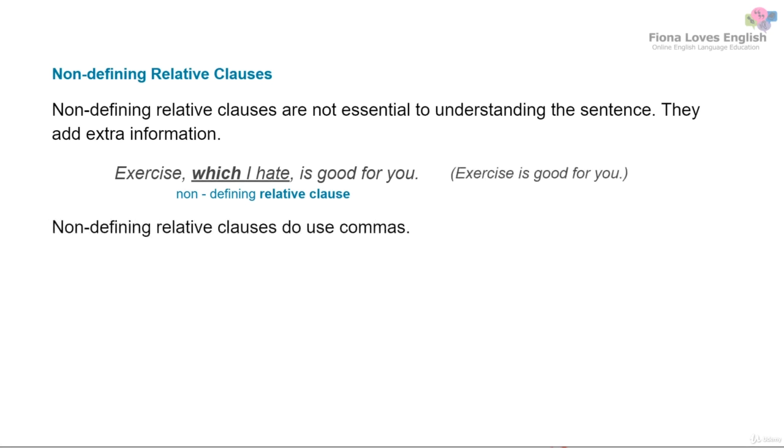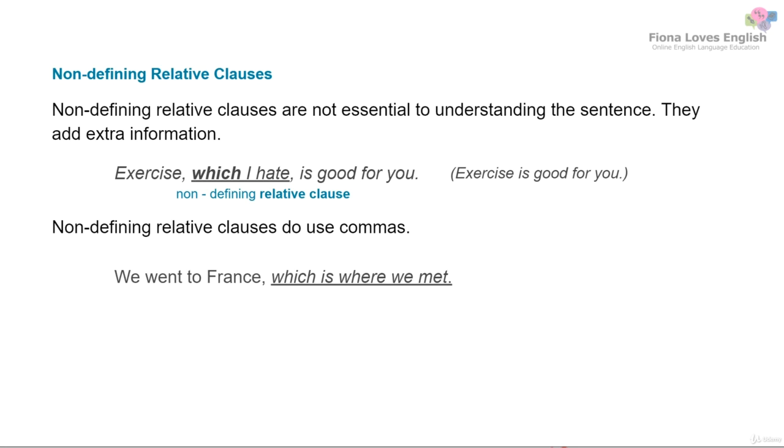Non-defining relative clauses do use commas. So in this example, the non-defining relative clause is in the middle of the main clause. So there is a comma either side. The non-defining relative clause can also be at the end of a sentence, like in this example.